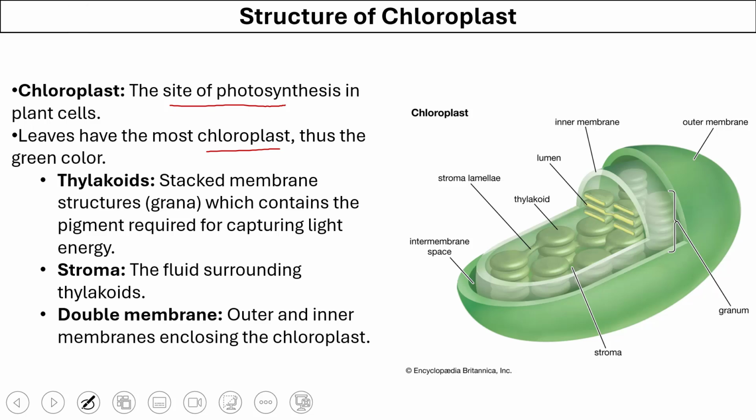Thylakoids are nothing but the folds of membrane, these round folds that you can see, which contain the pigment chlorophyll required for the process of photosynthesis. The whole stack of thylakoid is called granum. These membrane folds are suspended in the fluid or the matrix called stroma. And overall, chloroplast is a double membrane organelle. This is the outer membrane and this is the inner membrane.